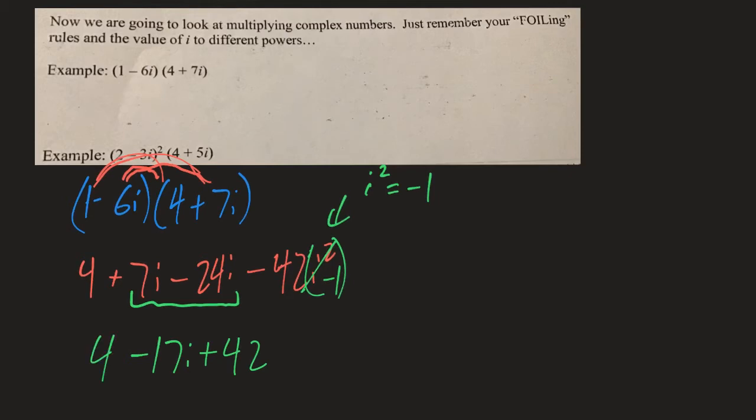Is there anything else I can still combine on this? Absolutely. Keep an eye out for the 4 and that 42. We can put those two together and get my final answer of 46 minus 17i. Okay? So watch out. We want to make sure that we distribute and simplify this and get rid of that I squared.